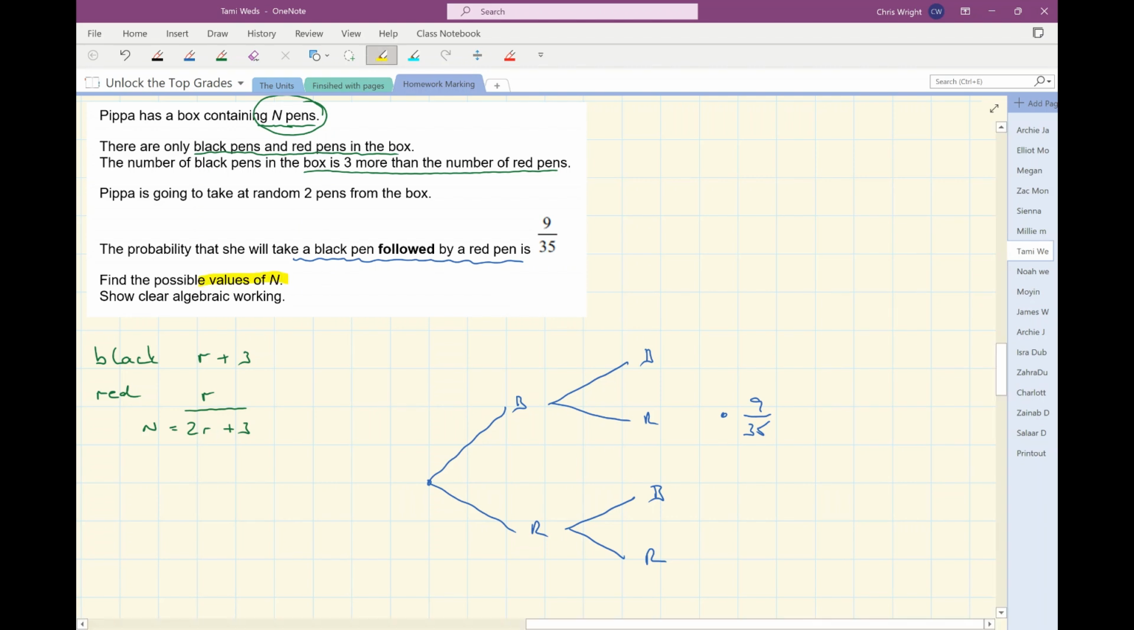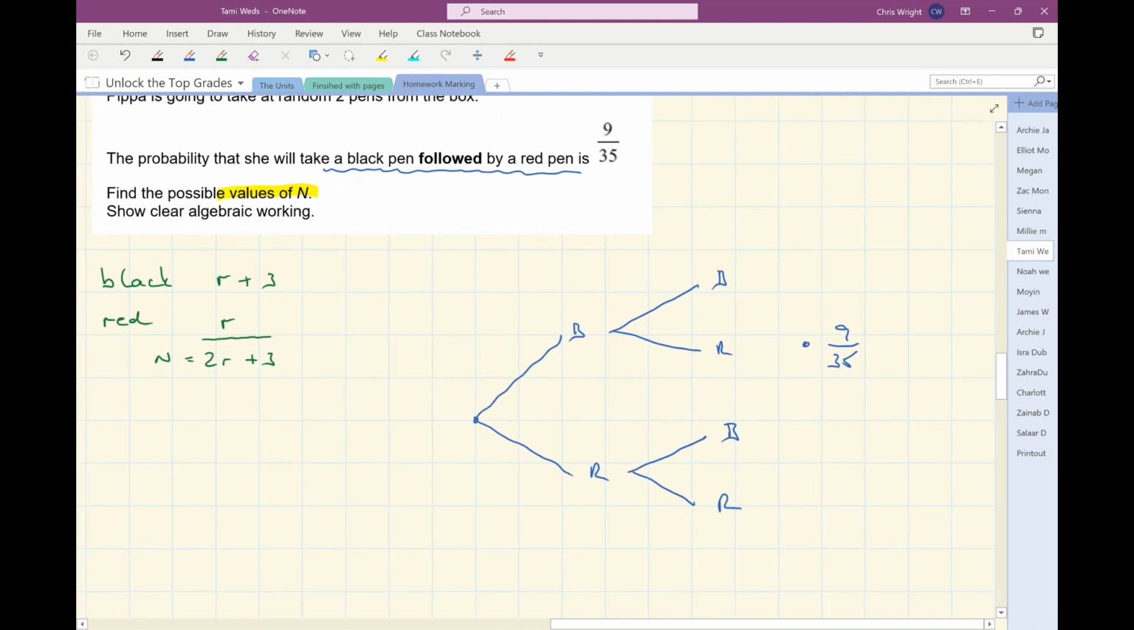Okay. Right, well, if at the start there are R plus 3 black pens out of 2R plus 3, then the probability for taking a black to start with is R plus 3 over 2R plus 3. Right, now we want to know the probability of the next one being a red. So there are R red pens in the box, so that's going to be R out of... Now, by the time she's taken a black pen out, there won't be 2R plus 3 pens anymore in the box. There'll be 1 less, so 2R plus 2.